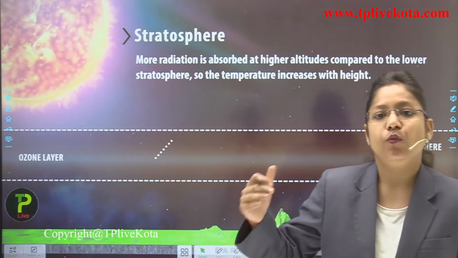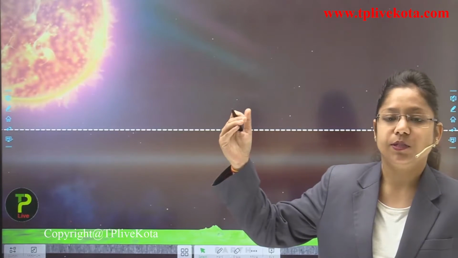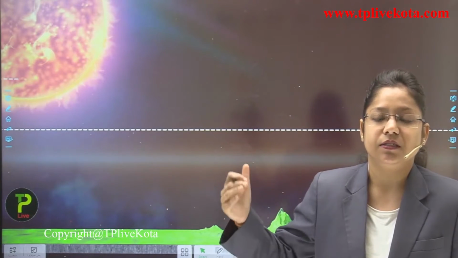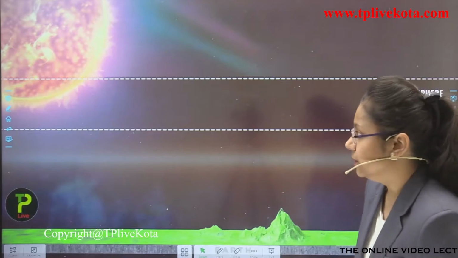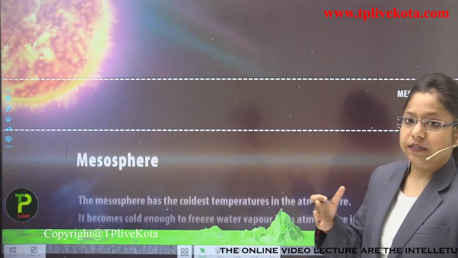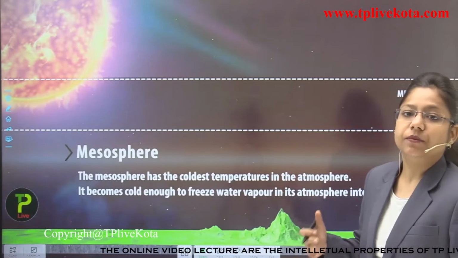So as we move toward the higher levels of the atmosphere, the temperature is increasing as the height is increasing. As the layers of the atmosphere move apart, the temperature will increase.